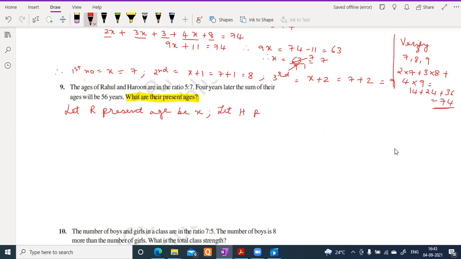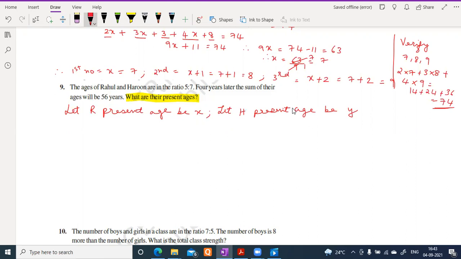Let Harun's present age be y. Why am I assuming present age? Because that is asked in the question. So let us always start from the question. Present age be y. So x and y. Now let us go back and start reading the question once again.